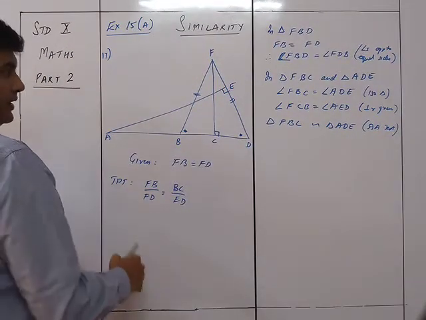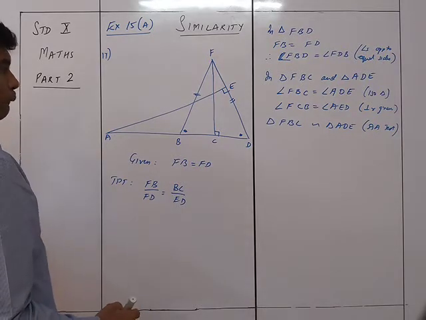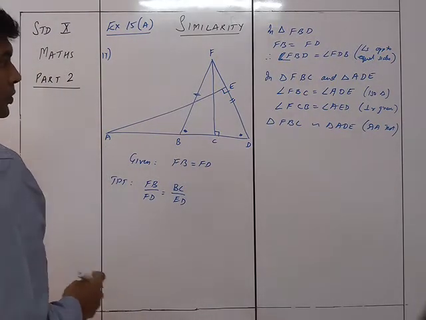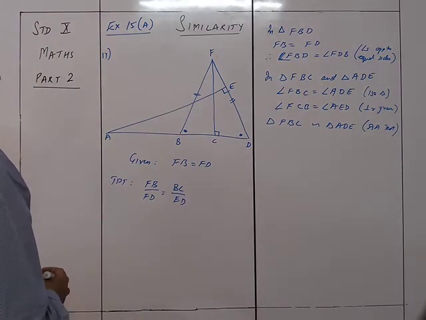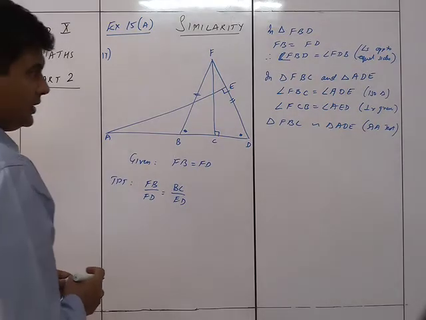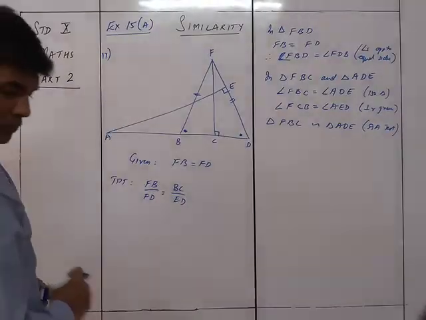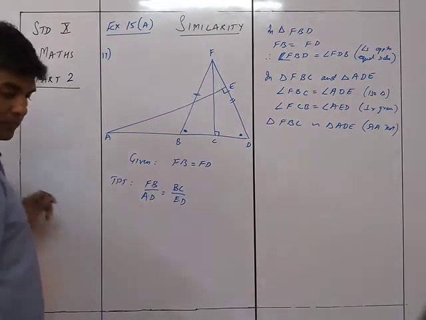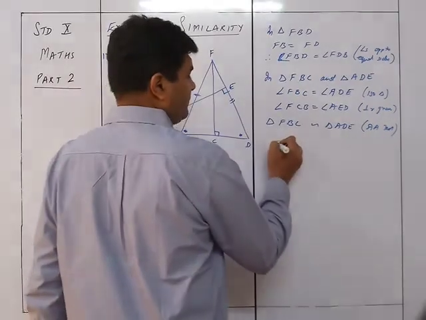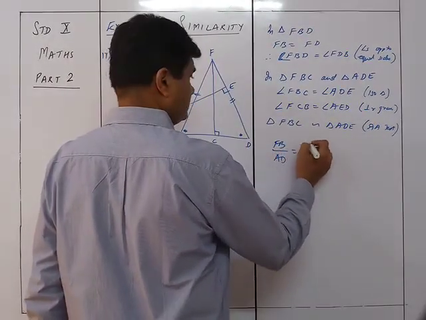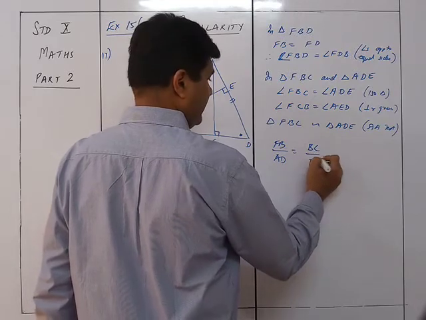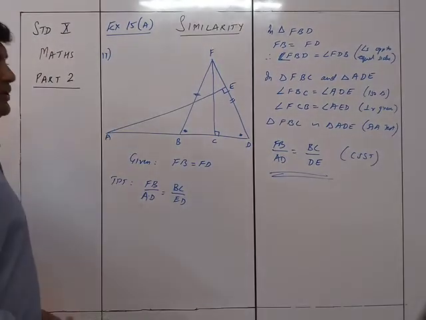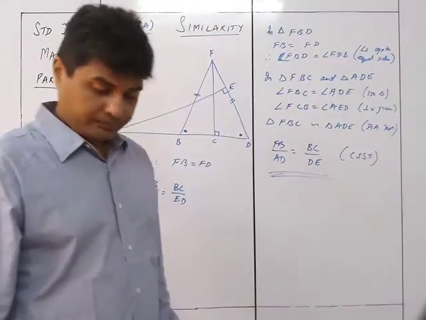FB upon FD. Where did F go? What we want is, oh, I thought so, this has to be AD. Now it's okay. So FB upon AD is BC upon ED. CSS. Proved. Finish. Sum number 17.